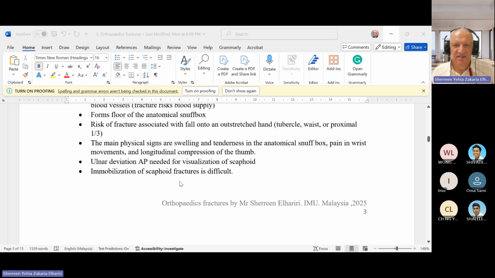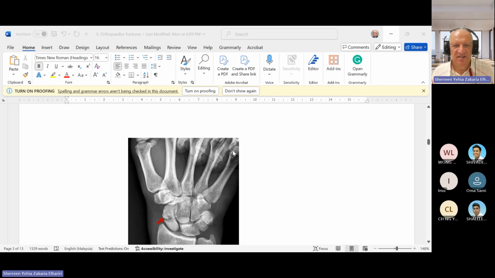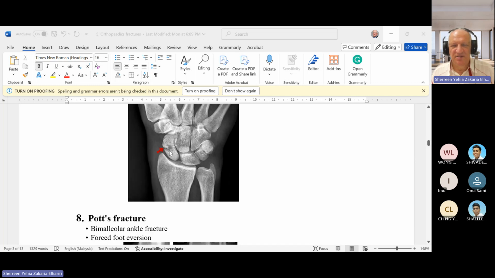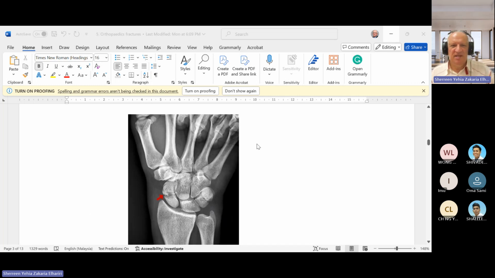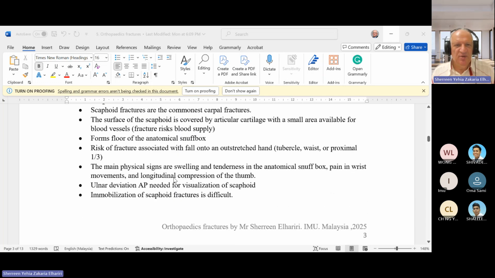Movement is difficult, but if you press in the anatomical snuff box, you can find some tenderness. In the early case, or at the time of fracture, you don't see anything on the X-ray, but later you can see the fracture. In some centers, in some countries, they do a radioactive isotope scan to exclude scaphoid fracture as early as possible. So again, it is the commonest, following an outstretched hand.